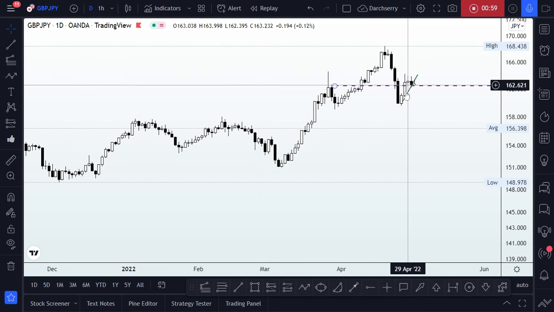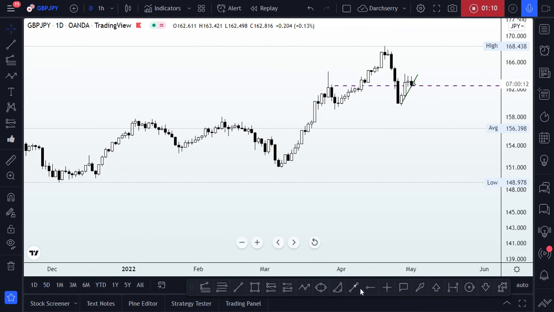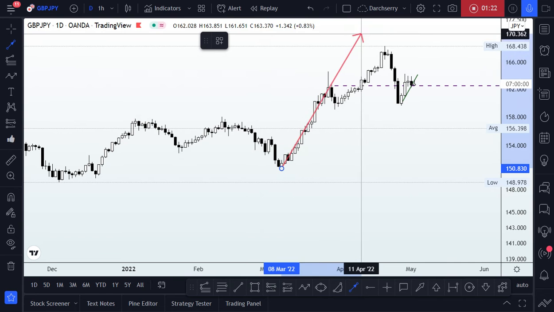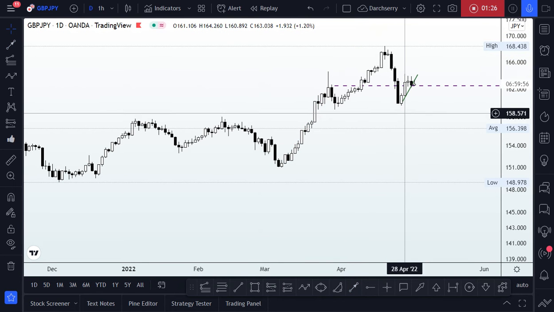So the first thing that comes to our mind is this: it's a bullish momentum and we want to take advantage of a buy opportunity, isn't it? So the first thing we'll be looking at is, as we all know, after an impulse leg there is always a retracement phase. And after this impulse leg that began on the 8th of March, it appears we're beginning to see a retracement phase in this regard.